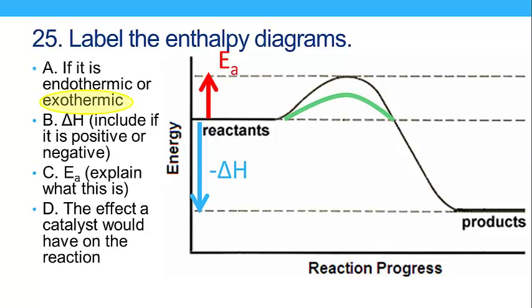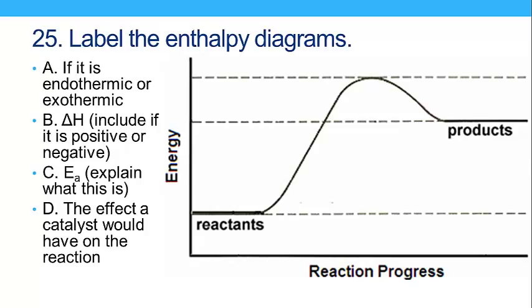A catalyst has the effect of making this hill smaller. So if we have a smaller hill, we also have a smaller activation energy. This is how a catalyst speeds up the rate of a reaction. It lowers that activation energy, which you can think of as a barrier to the reaction. By making that barrier lower, more particles are likely to have the amount of activation energy they need in order to become products.